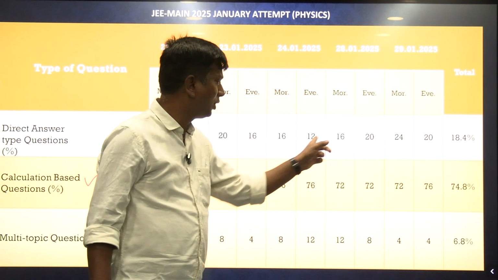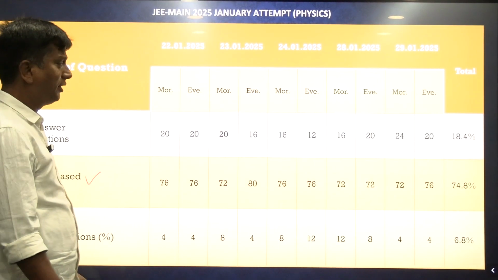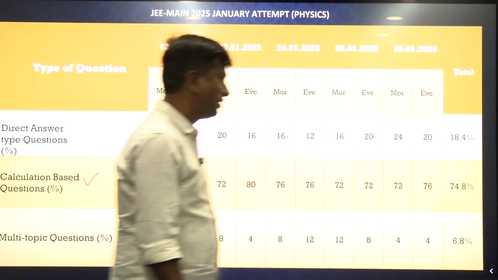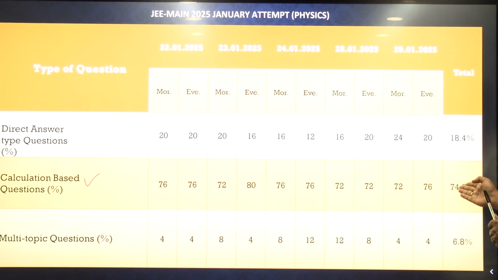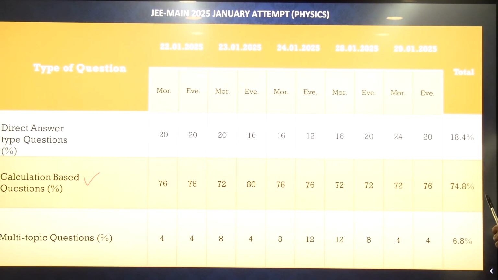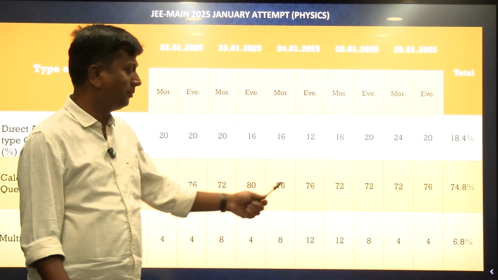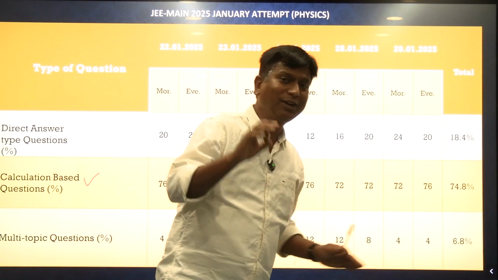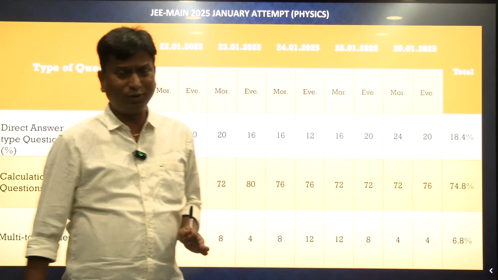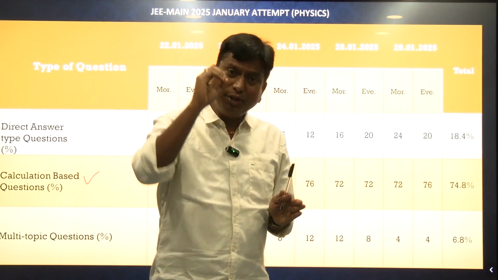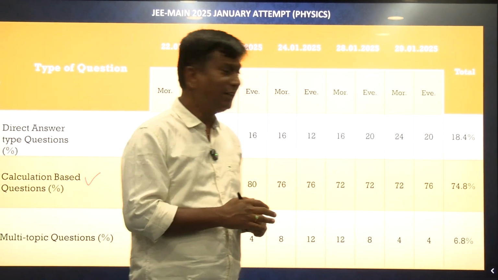In some sessions, very few are direct questions. In some sessions, like here, okay, 25% were direct. Overall, on an average, around 18% direct answer type of questions. Calculation based is around 75%, and multi-topic questions is only around 6 to 7%. Because it's a mains exam, mostly multi-conceptual questions, maximum they'll be giving you 2 or 3 questions. Overall analysis: 20 questions are always doable in the physics subject, whether it is any type of session you have.